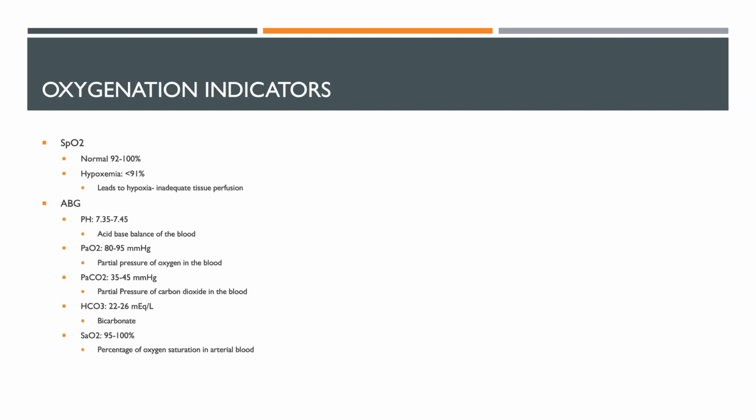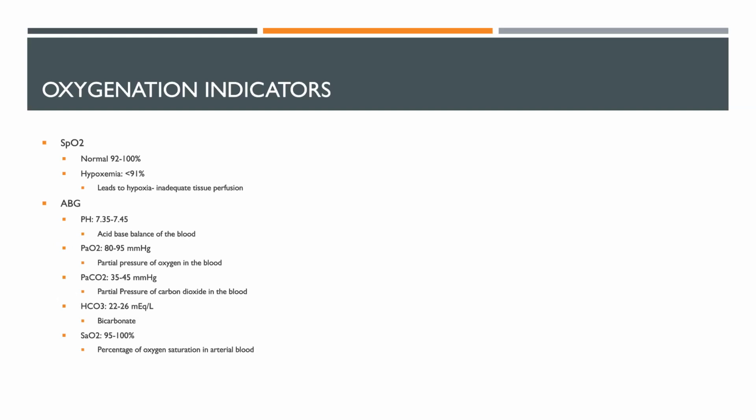Then we have our arterial blood gases, and these are drawn from an arterial line, and it measures different things like our pH. A normal pH would be 7.35 to 7.45, and this is the acid-base balance of the blood. Then we measure our partial pressure of oxygen, or our PaO2, which should be between 80 and 95 millimeters mercury.